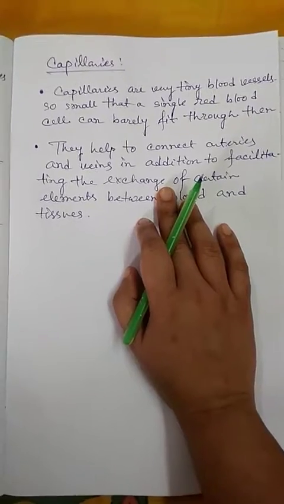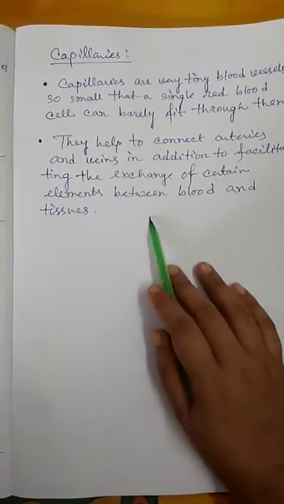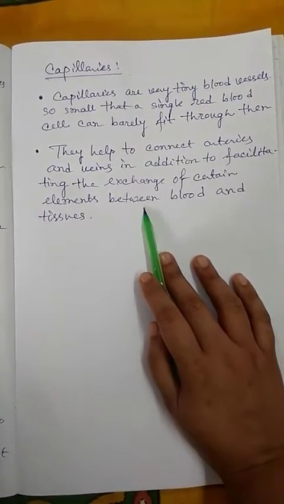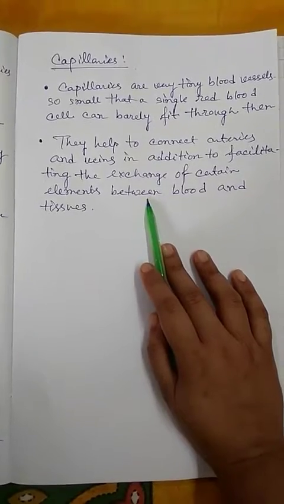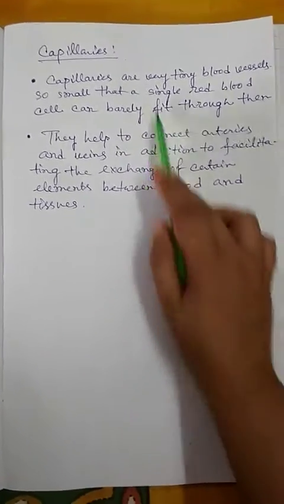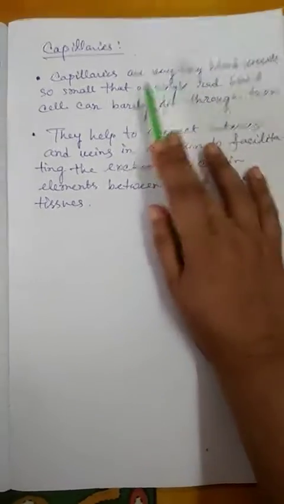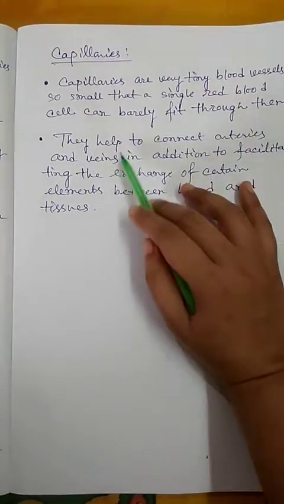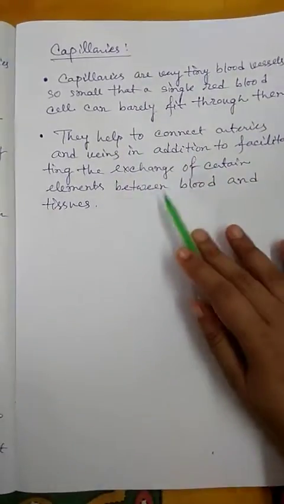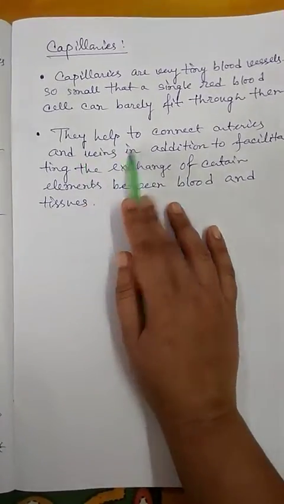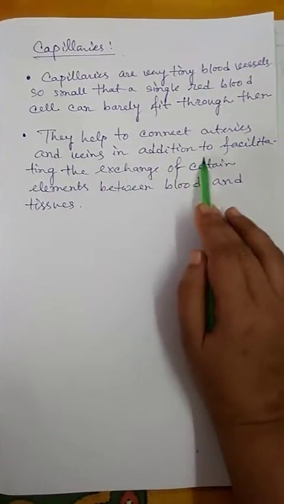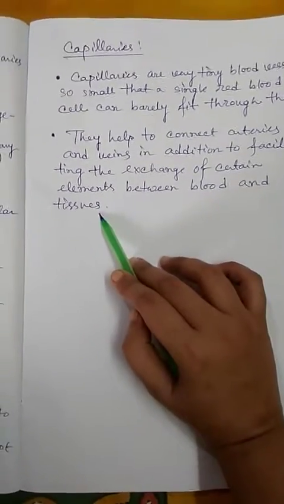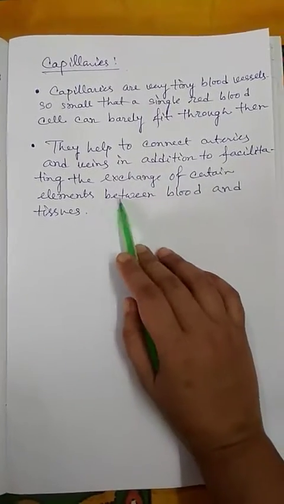Now we are going to discuss the capillaries. Previously I said that capillaries can be found at the tissue level or organ level. They are the junction between the arteries and veins. So what is happening in the capillaries? First, the structure. Capillaries are very tiny blood vessels, so small that a single red blood cell can barely fit through them. They are very thin, not like the other two blood vessels. They help to connect arteries and veins in addition to facilitating the exchange of certain elements between blood and tissue.